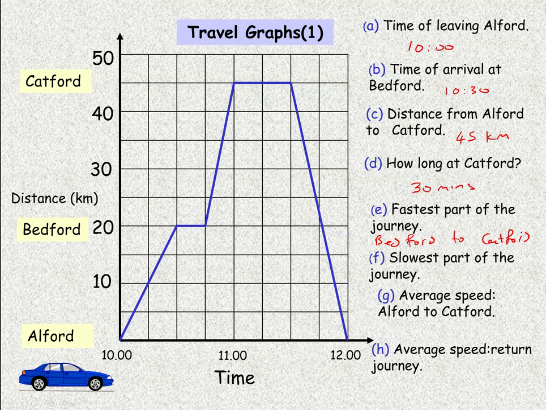You can also use your speed equals distance over time and work it out. So from Bedford to Catford, you could work out the distance, 25, divided by the time taking, 15 minutes, or as part of an hour, 0.25. Slowest part of the journey. So if the fastest part is the steepest, the slowest part is the least steep, and that's Alford to Bedford.